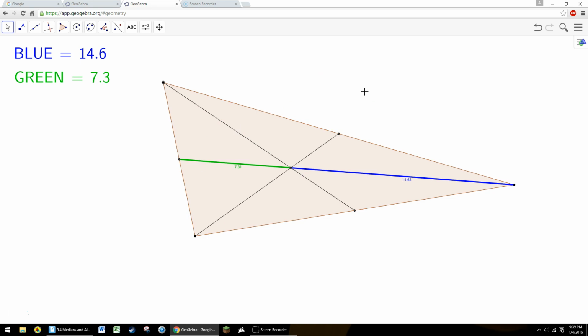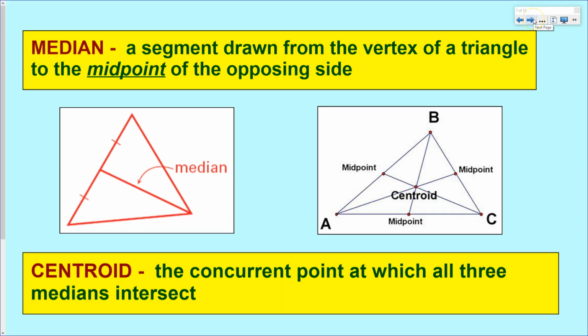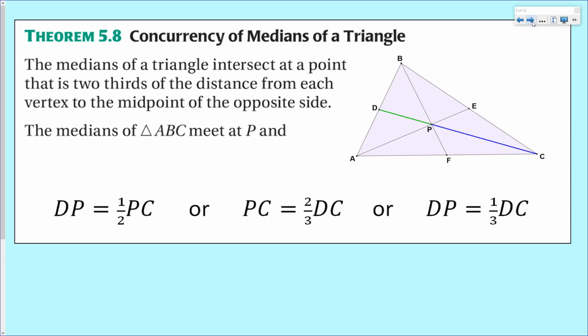As you might suspect, there's a theorem that states basically all of these properties. And if we go back to our slideshow here, you can see that we have the official definition for the centroid, which is a concurrent point at which all three medians intersect. And there's the definition of median again, and this is how you construct it. And of course, then we have a theorem. And the theorem says that one, that the centroid exists in every single triangle, and secondly, that there is that ratio, proportion, however you want to think of it.